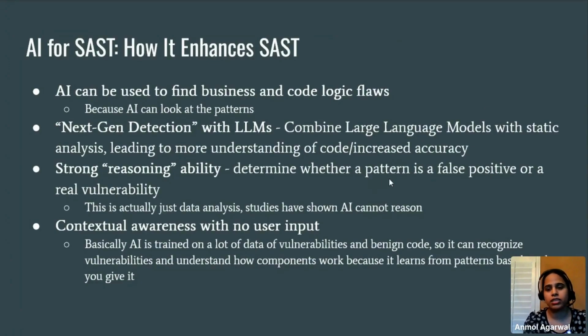And from those patterns, it can tell you, okay, this is a real vulnerability or this is a false positive. But again, it's just data analysis. It's not actually reasoning anything. Many studies have shown that AI cannot provide you any reasoning ability. It's just a machine. It's looking at these patterns, and from the patterns it can match, it can give you some insight.